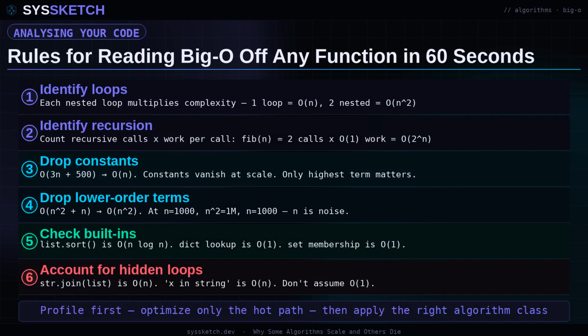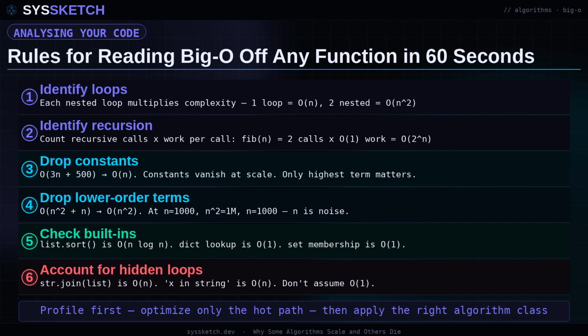The right algorithm class beats any hardware upgrade at real scale. An O(n squared) algorithm running on the world's fastest server will lose to an O(n log n) algorithm on decade-old hardware once n gets large enough. Understanding big O is not academic. It is the difference between code that scales and code that becomes an incident at 3 in the morning. Learn to read it, apply it early. It will save you more time than any optimization you could do after the fact.